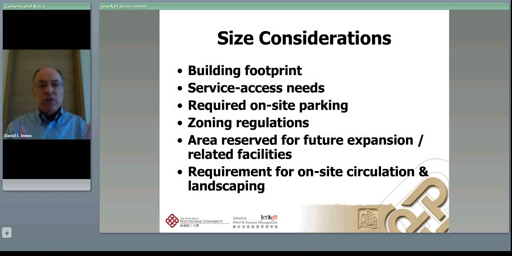Where parking is. Zoning regulations, in other words, is the government allowing the building of this kind of facility there, or do we have to change where some might have been zoned as residential, for example? What's the future expansion? Again, what we find in HKCEC, I don't think the original builders of HKCEC anticipated where we would be today. And that's, as you'll see with the Orlando World Center, an example of what can happen. And required on-site circulation, landscaping, all of those kinds of things we're going to have to do.